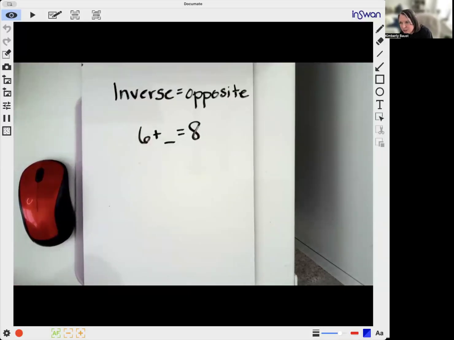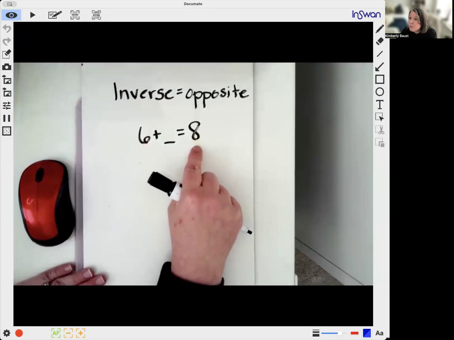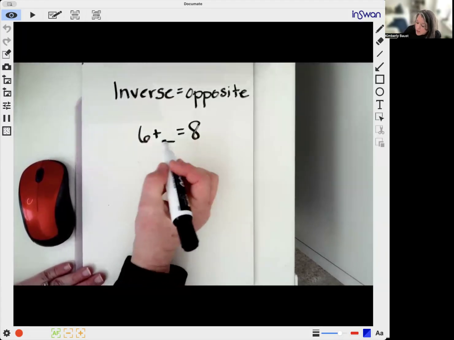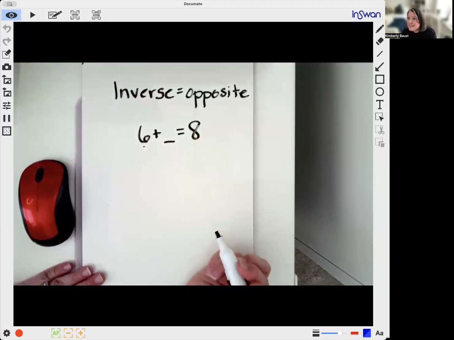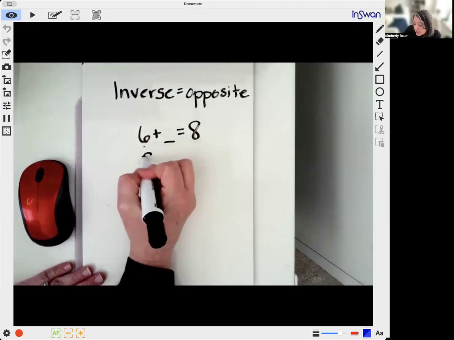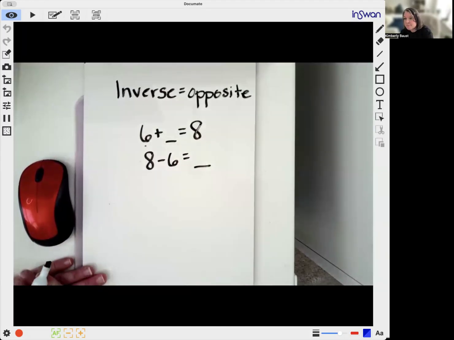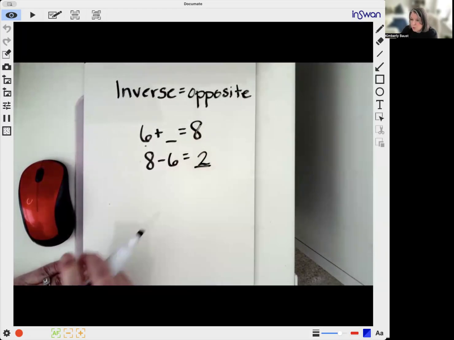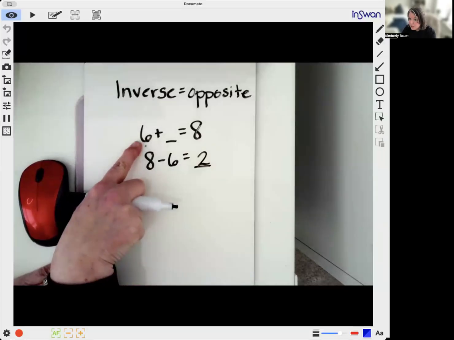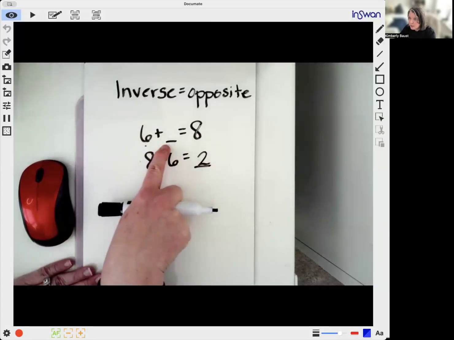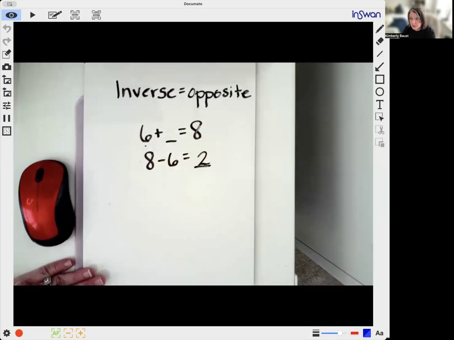Well, what did we say was inverse? Inverse to addition is subtraction, right? Subtraction means you start with the biggest number, okay? The only other number we know is the 6. So the inverse of this would be 8 minus 6 equals blank. And now you can solve it, right? 8 minus 6 is 2. So you just used the inverse operation to solve for the missing number. Easy peasy. Yes?